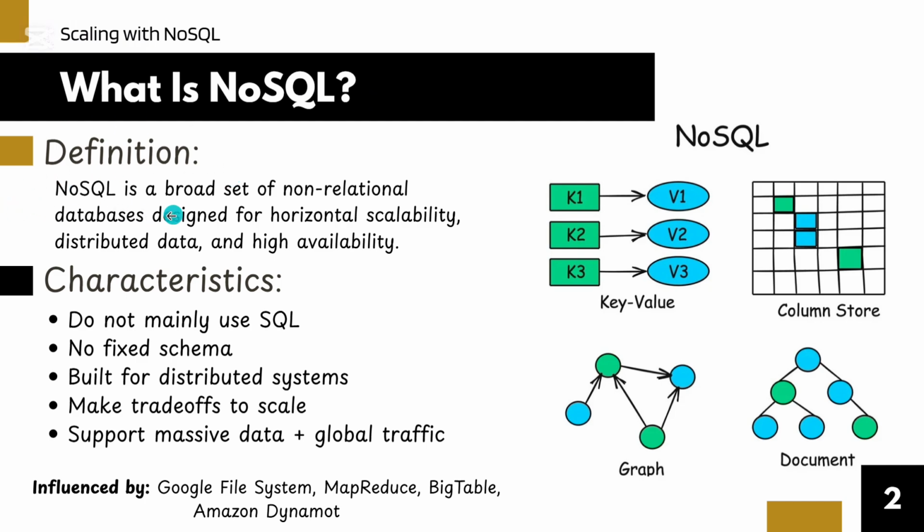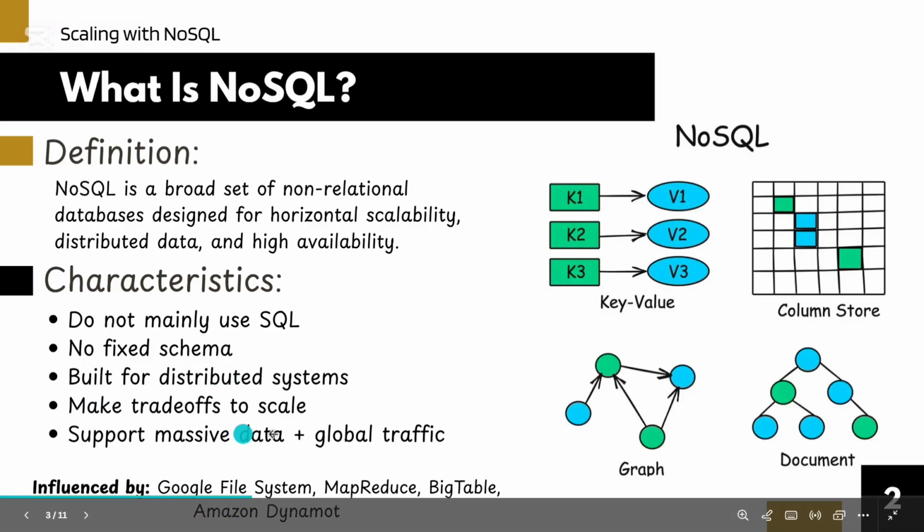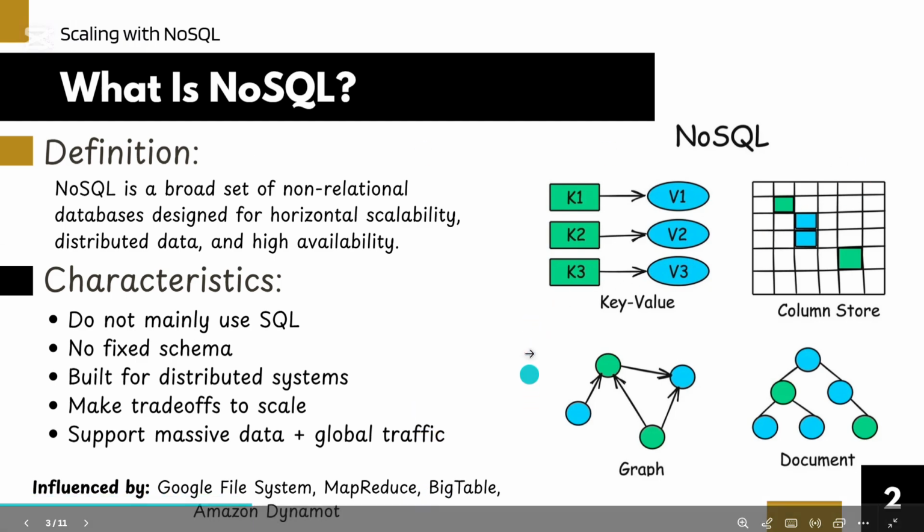What is NoSQL? So, what exactly is NoSQL? NoSQL refers to a broad category of non-relational databases designed for horizontal scalability, distributed architecture, and high availability. Some of their key characteristics are they do not primarily rely on SQL, they support flexible or schema-less designs, they are built to run in a distributed environment, they make certain trade-offs to scale efficiently, and they handle massive datasets with global traffic. Technologies like Google File System, MapReduce, Bigtable, and Amazon Dynamo heavily influenced today's NoSQL systems.